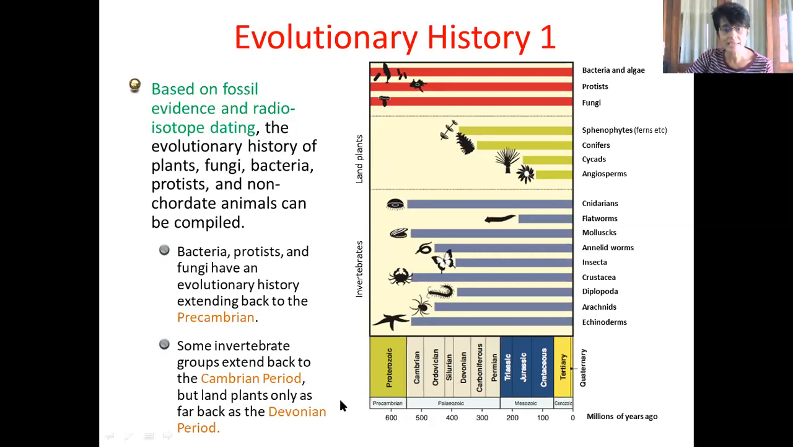So they haven't extended the graph over here. All right, so they've been around, let's see what it says here. They extend way back, even pre-Cambrian. Invertebrate groups, it says here, extend back to the Cambrian period, or even the late Proterozoic.